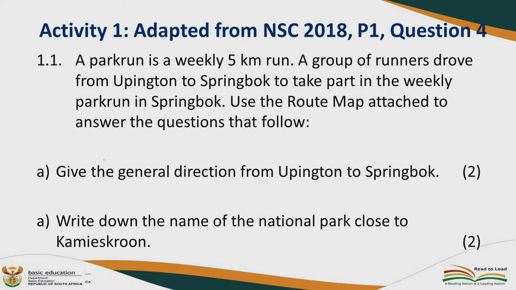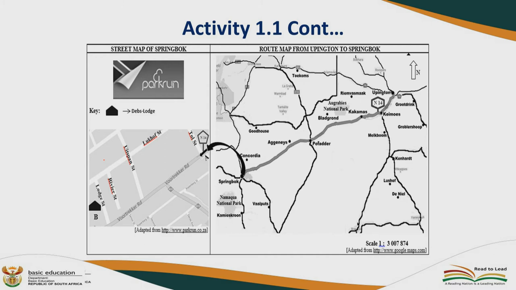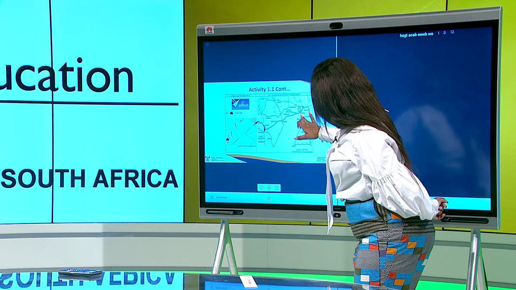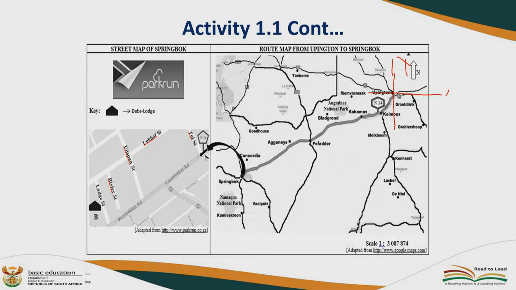Now, 1.1A, please excuse the numbering. 1.1A, give the general direction from Upington to Springbok. Let us look at our map. They want the general direction from Upington to Springbok. So it means this is your position. You are in Upington, and when you're in Upington, you're going to draw a compass here. This is your center, your position. So you draw your compass. This is your north, this is your east, this is your west, and this is your south. And then if you're in Upington, where is Springbok? There is Springbok. So now the general direction of Springbok would be south, southwest. Southwest is the correct answer.